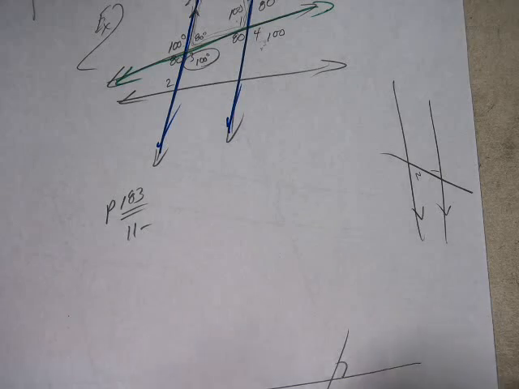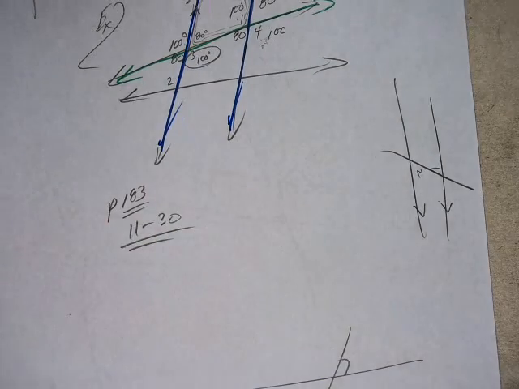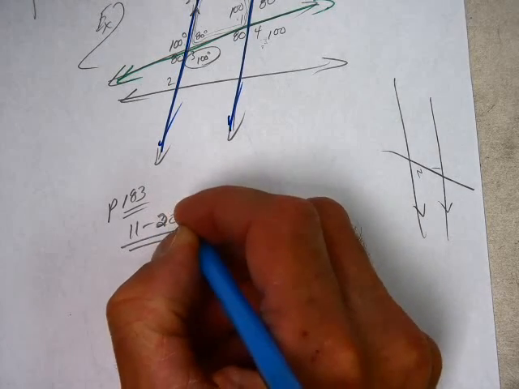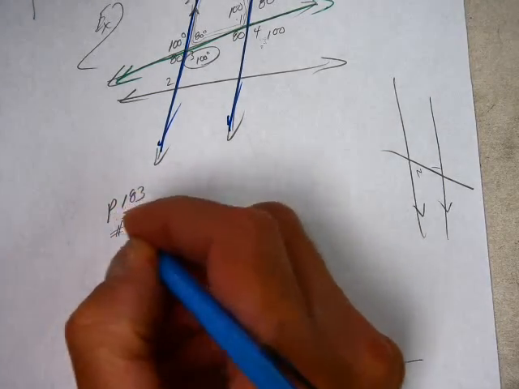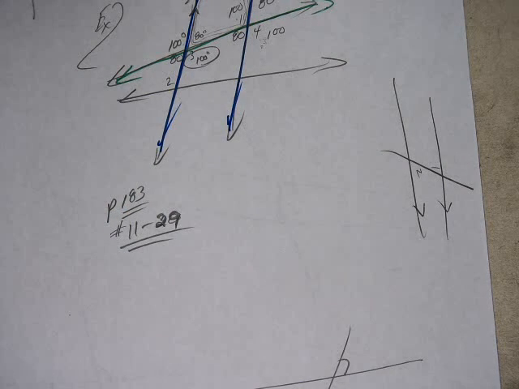Let's go 11 through 30. They've written 30, so let's go through 29. I think that'll be it.